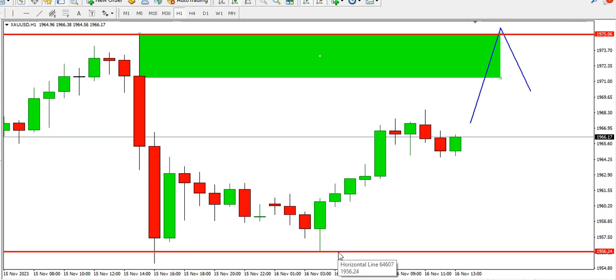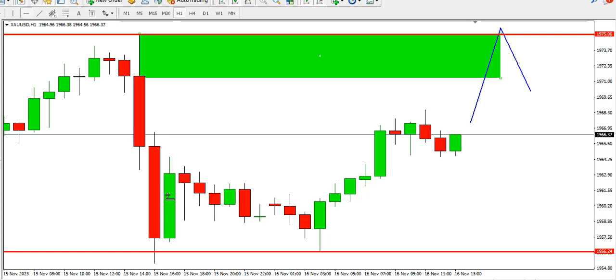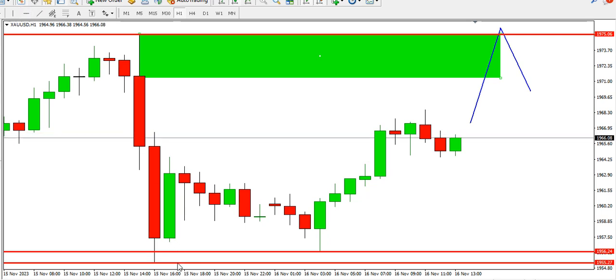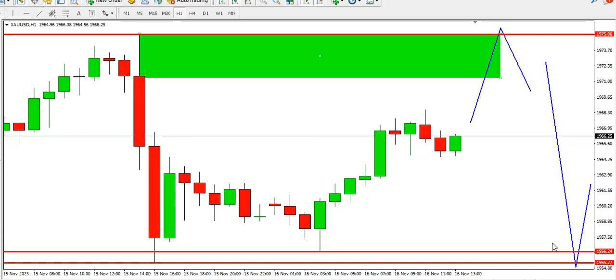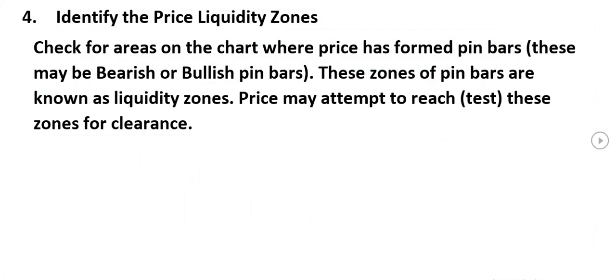I'm talking about the 1955 or 56 area. It's another liquidity zone. I'm talking about the 1955 level. We have so many stop losses around here. Price might likely come down to clear that zone, and then by the time that zone gets cleared, you might enter your buy trade to ride the trade to some point before it starts to drop. So that's for how to trade gold using the identification of the price liquidity zones.